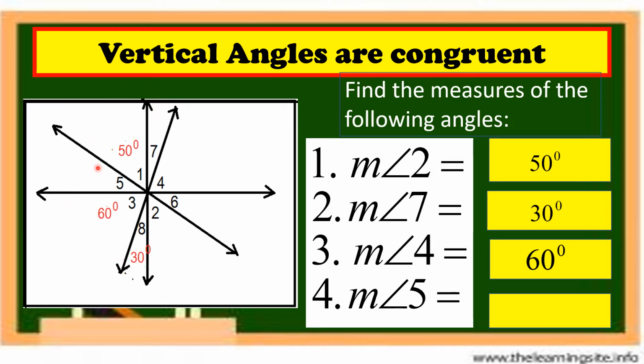We need to find the measure of angle 5. That is 180 minus 140. Therefore, the answer, the measure of angle 5 equals 40 degrees.